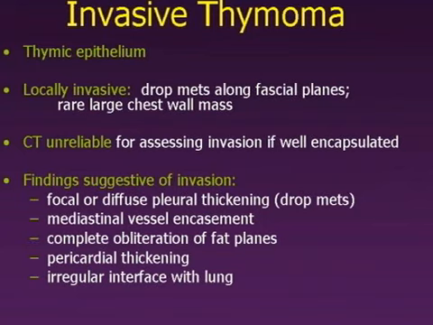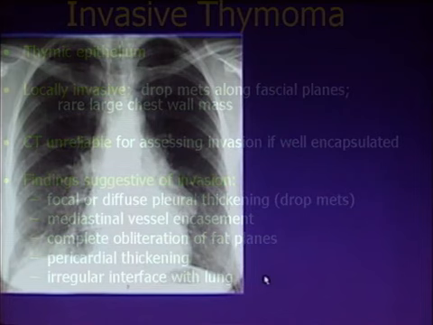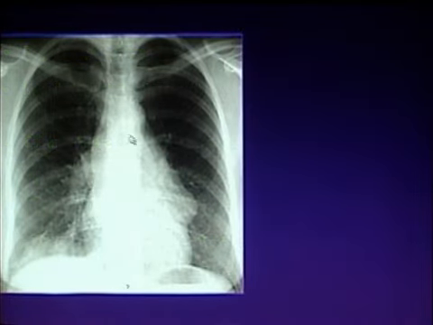Findings which are suggestive of invasive thymoma, if appreciated on CT, would include focal or diffuse pleural thickening, the drop mets that I just discussed, encasement of mediastinal vessels, obliteration of normal fat planes, pericardial thickening, or an irregular interface with the lung. So here we have an anterior mediastinal mass.